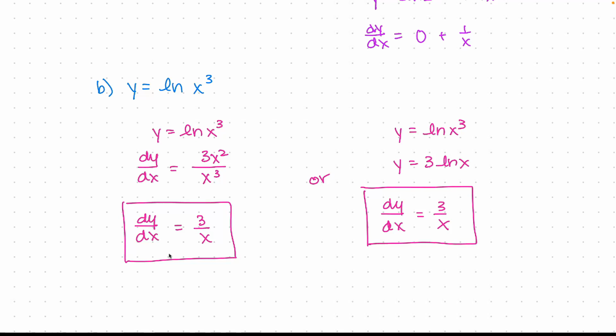Anybody get an answer to this one? Joshua. 3 over x it is. And you can't always do them 2 ways, but this is another one. You could have done it 2 different ways.